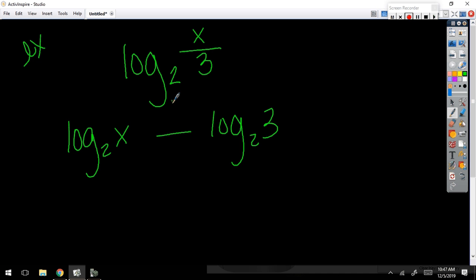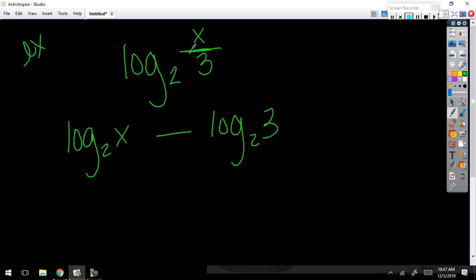I always remember this because the division sign looks like a subtraction sign. Questions about that? These are easy examples to go through. We will get harder.